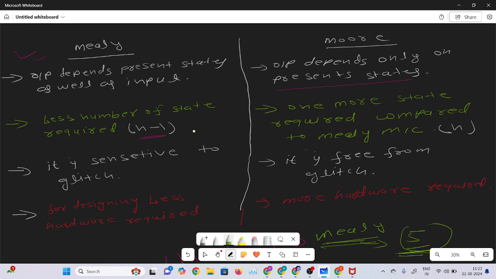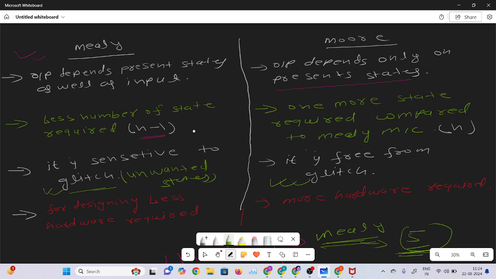And the third point: the Mealy machine is sensitive to glitch. A glitch is an unwanted state. Unwanted state means that if anything comes in the actual count state, that is an unwanted state, a glitch. So the Mealy machine has a glitch problem, but the Moore machine is free from glitch.